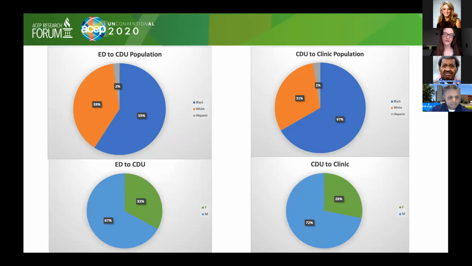Fortunately, the same pattern held for our female patients as well. When we looked at the data in terms of gender, about a third of the patients who were referred to the CDU for the Suboxone initiation were women. It's consistent with a general trend towards a male predominance in opioid use disorder. And then about, again, a third of patients presenting to clinic who had been CDU referrals were women. So the rate of retention of both women and people of color was very reassuring across our study.